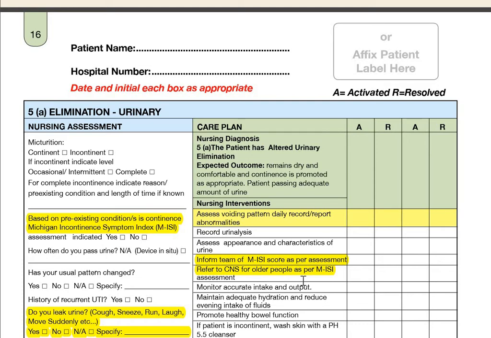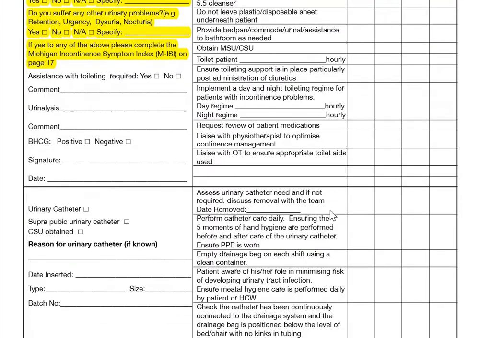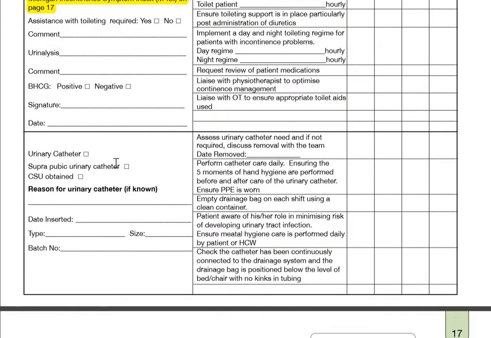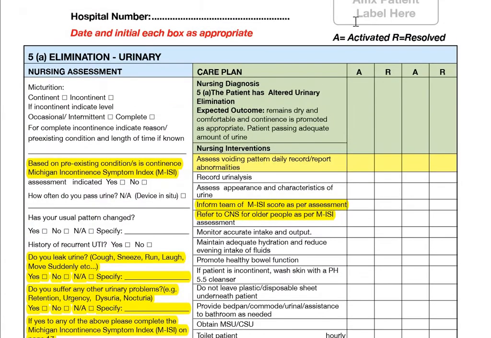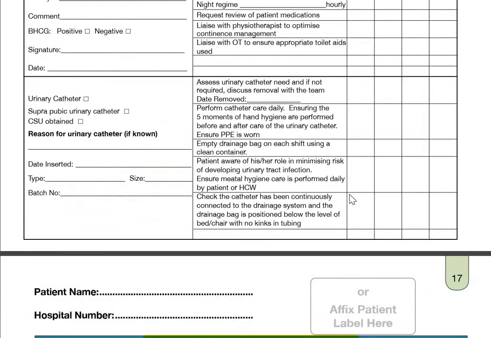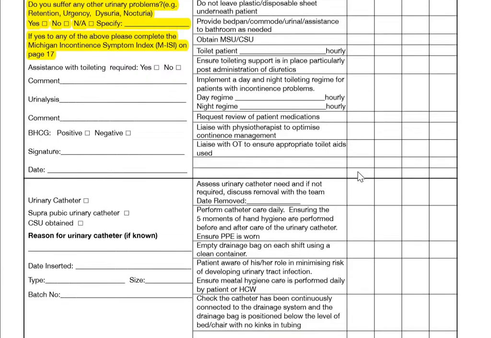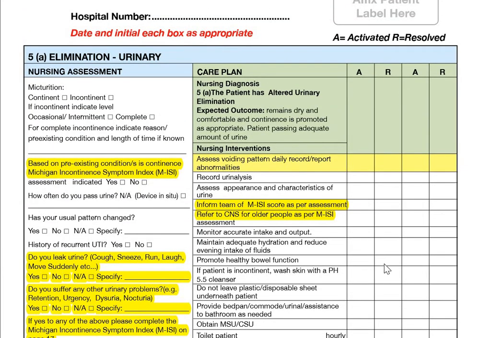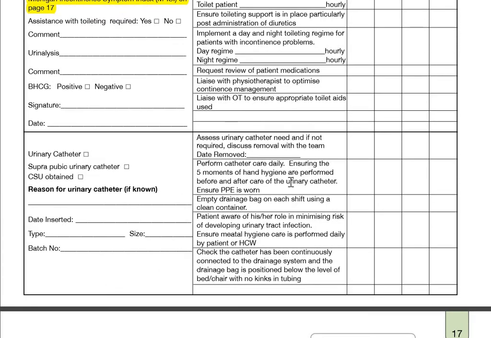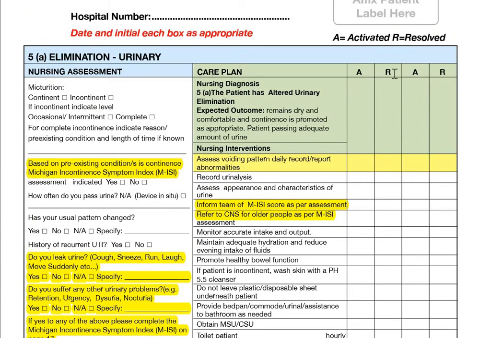So a good example of that would be here in the elimination care plan. If your patient was admitted with a urinary catheter, we would be documenting the details here, and we would be activating each of these interventions here under the A section. However, if the catheter was removed during the patient's stay, then we would not need to be carrying out these interventions, okay? The patient doesn't have an altered urinary elimination anymore, so it's not a problem anymore. So we can now resolve it.